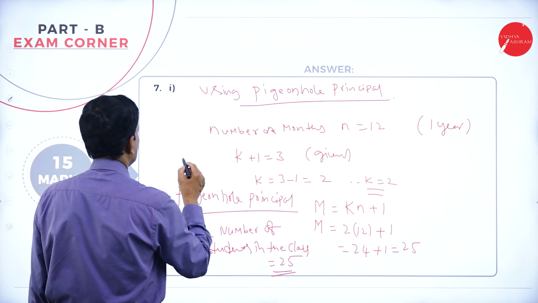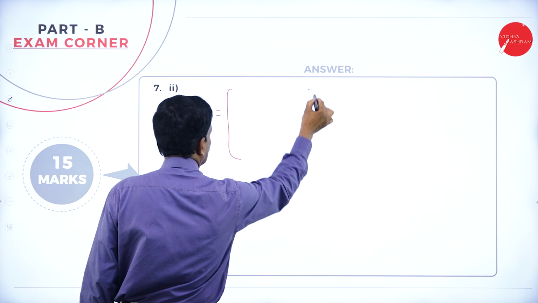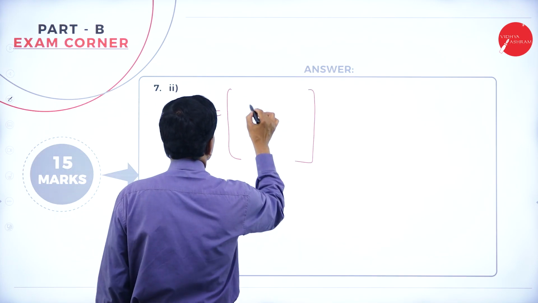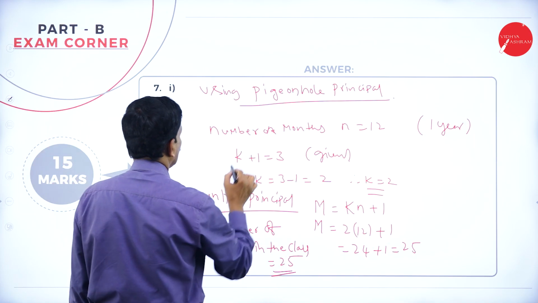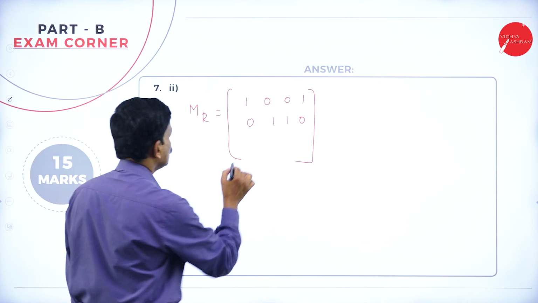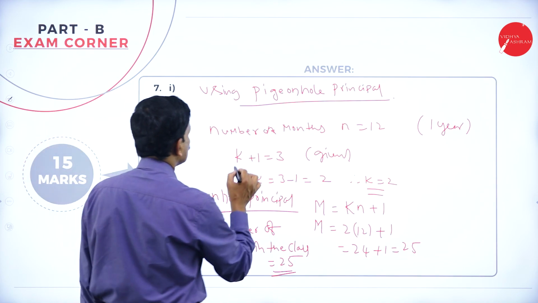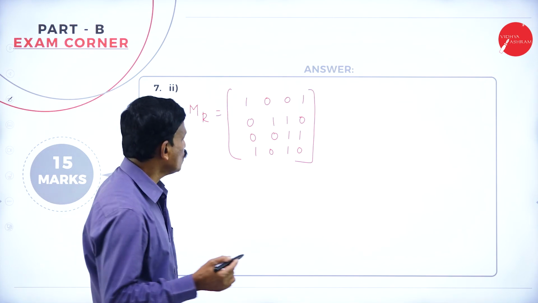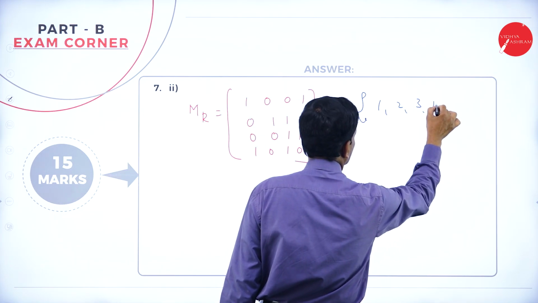What is given? MR is equal to the given matrix. Let me write the matrix of 4 rows, 4 columns. 1 0 1 0, 0 1 0 1, 1 0 0 0, 1 1 0 0, 1 1, again 1 0 1 0 1 0 1 0. This is the matrix given, right? So, what are the elements of the set? The set contains 1, 2, 3, 4.